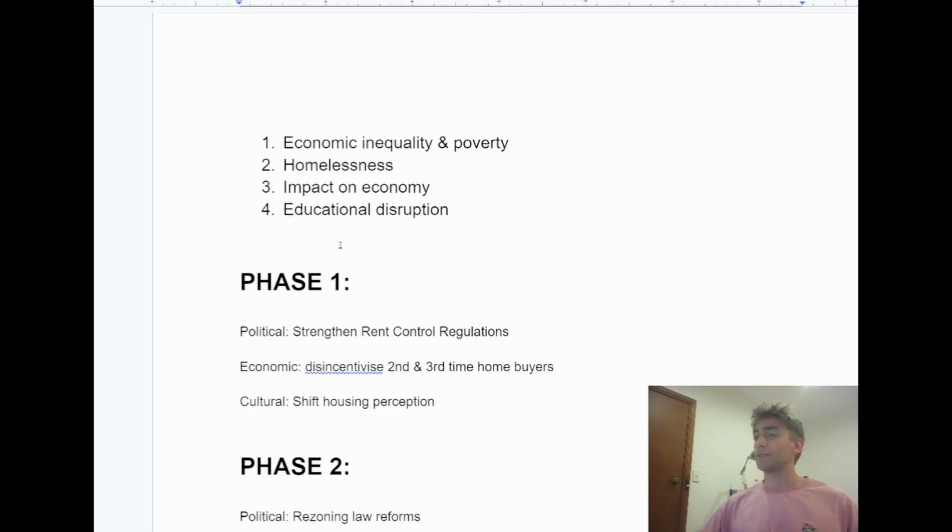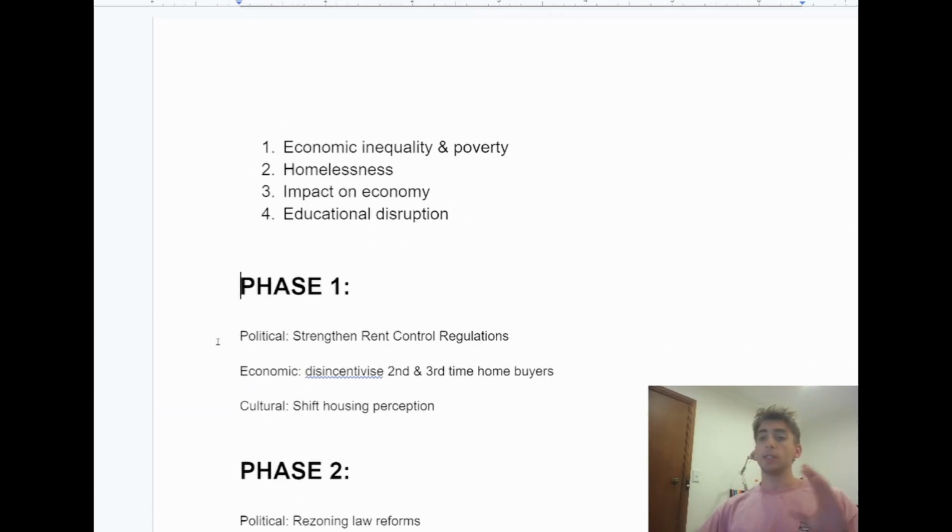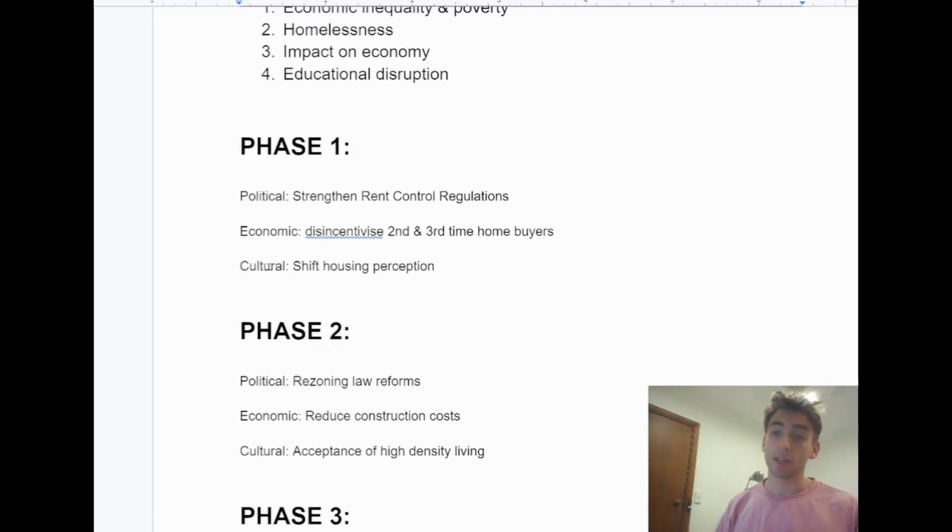And what I have laid out for you over here is the 4-phase plan, and how it works is it's a domino effect. So it starts at political, then economic. For phase 1, politicians pass some policies that strengthen the rent control regulations, such as a policy that protects tenants from rent increases by a certain amount, so there's a cap. By doing this on an economic level, it would disincentivize second, third time home buyers, which over time will shift the cultural perception of housing being seen not as a financial asset but rather as a basic right. That is residential real estate, by the way.